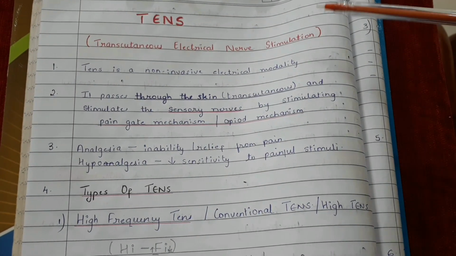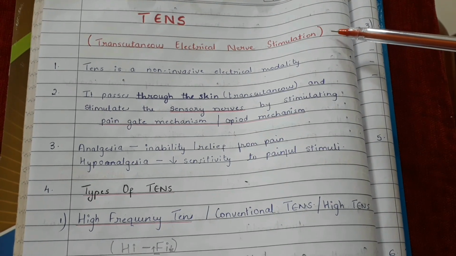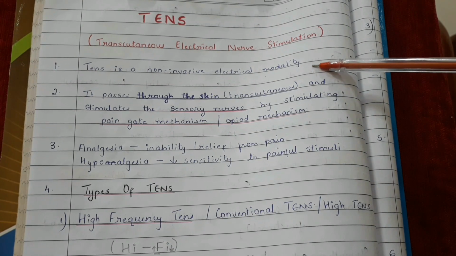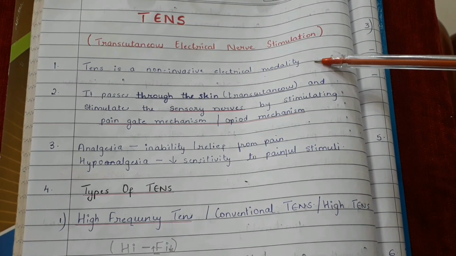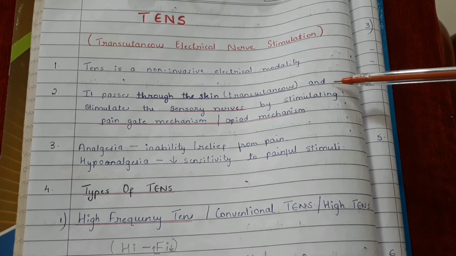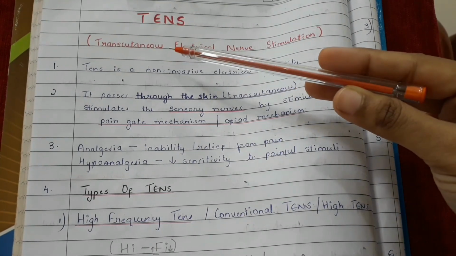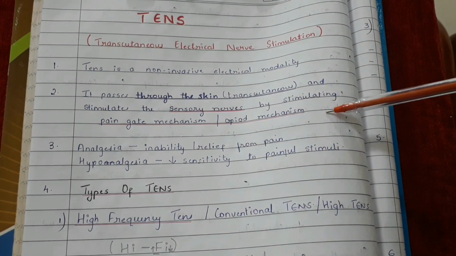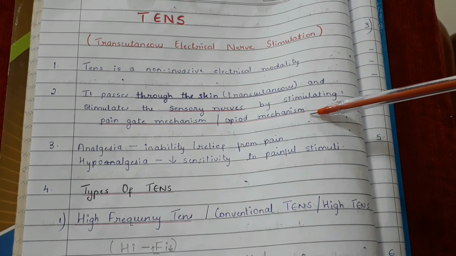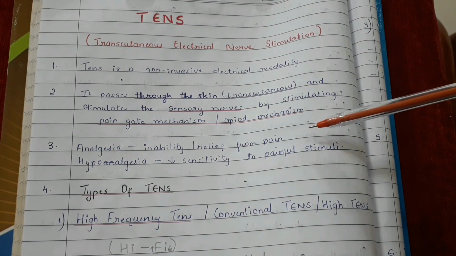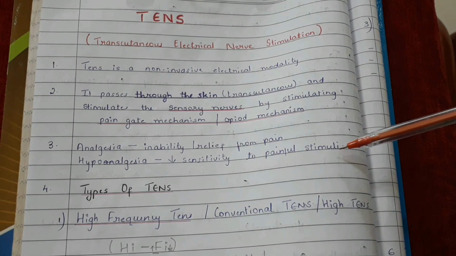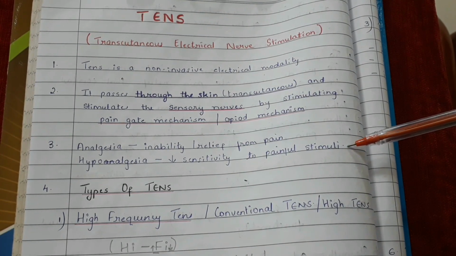TENS means Transcutaneous Electrical Nerve Stimulation. TENS is a non-invasive electrical modality. It passes through the skin, which means transcutaneously, as the name suggests, and stimulates the sensory nerves by stimulating the pain gate mechanism or the opioid mechanism. Analgesia means absence of or relief from pain. Hypoalgesia means decreased sensitivity to painful stimuli.